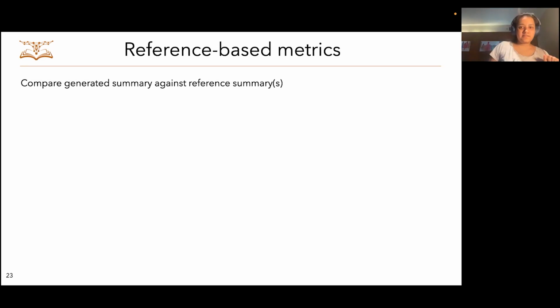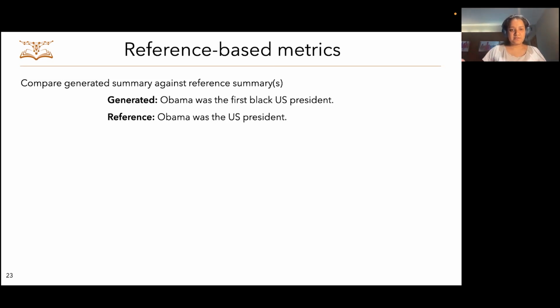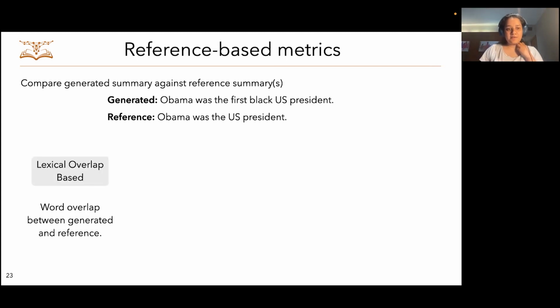Okay, first, let's talk about reference-based metrics, which compares the generated summary against a reference summary. So I made up two summaries here just for illustration purposes. The first group of metrics that we'll evaluate are the most popular ones that people use, which is the lexical overlap based ones, where the word overlap between the generated and reference summaries is computed. So this includes things like ROUGE, BLEU, METEOR, etc.